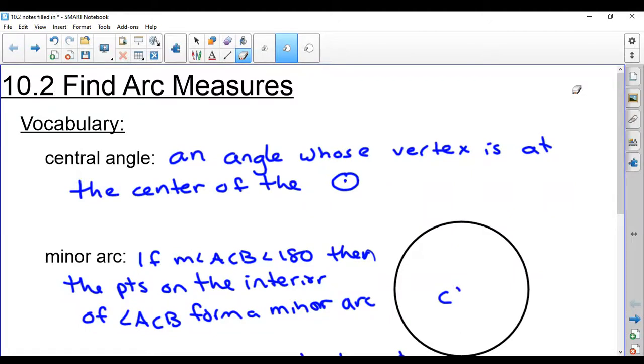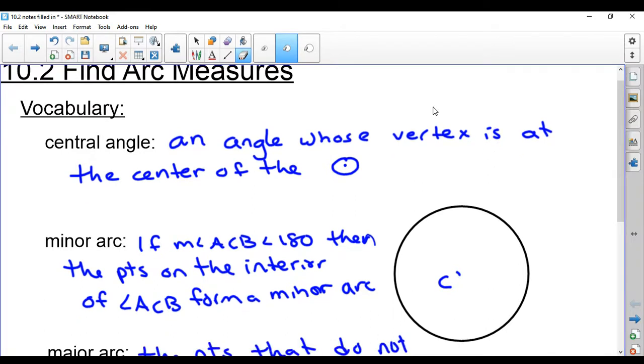For today's lesson, we're going to move on to section 10.2, which is about finding arc measures. To start off with, we need to talk about a central angle. A central angle is an angle whose vertex is at the center of the circle.